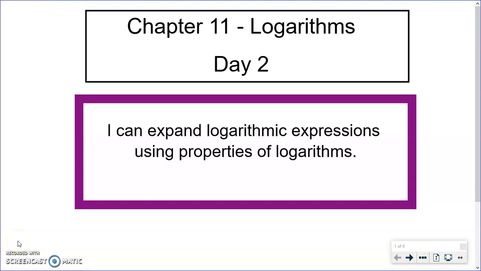Logarithms Day 2. Our learning target today: I can expand logarithmic expressions using properties of logarithms.